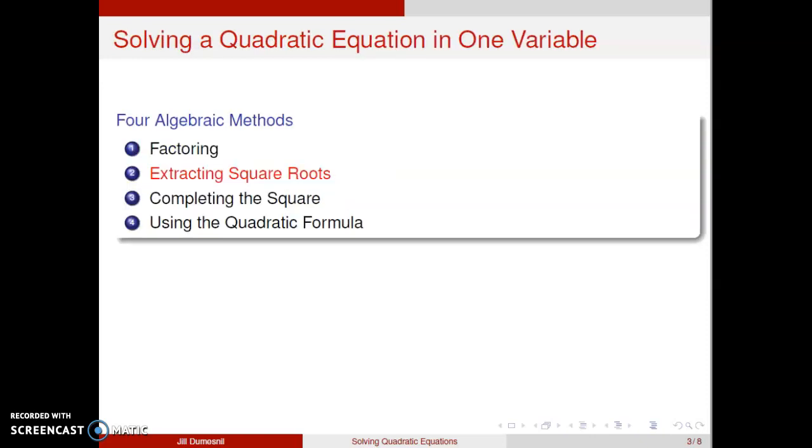There are 4 algebraic methods for solving quadratic equations in one variable. The most basic method is called factoring and was discussed in a previous video. The second method is called extracting square roots and will be the primary focus of this video. Extracting square roots is essentially a shortcut for factoring the difference of squares. The third technique is a process called completing the square, and the fourth method is using the quadratic formula.